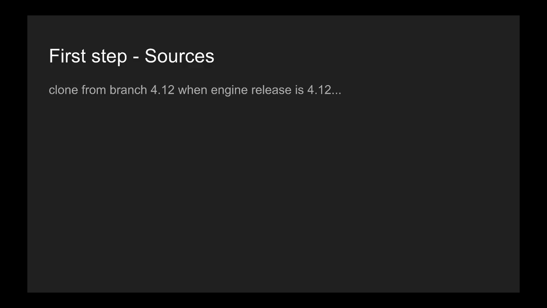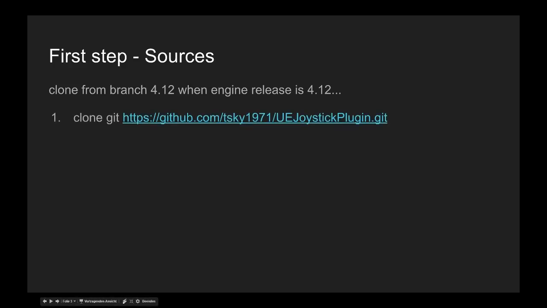First, if you clone for the engine release 4.12, you have to use the branch 4.12. If you use engine release 4.11, 4.10 or something else, then you have the corresponding branch. Clone the Git repository and change the branch with the checkout.